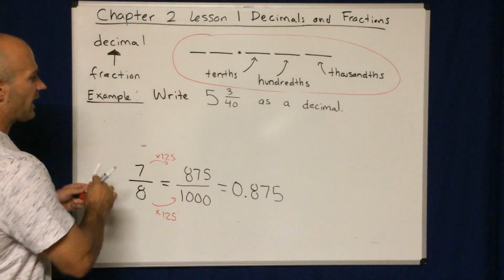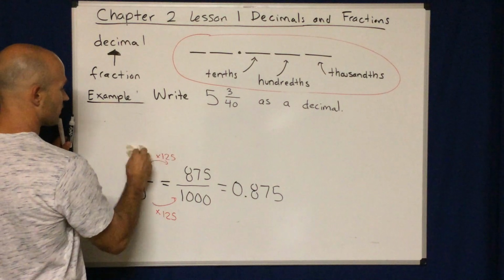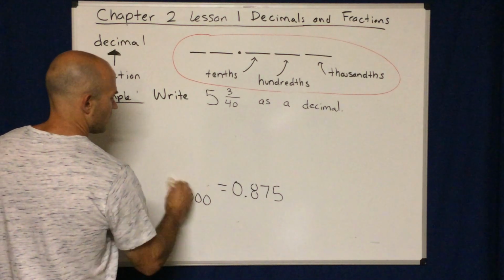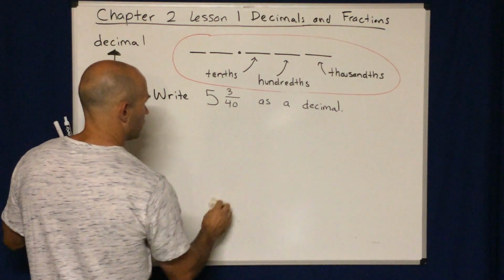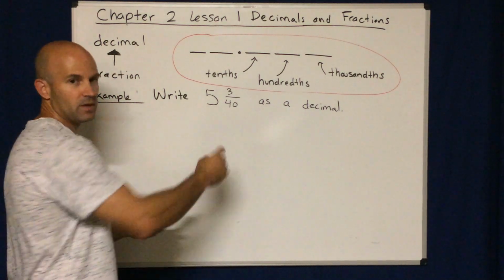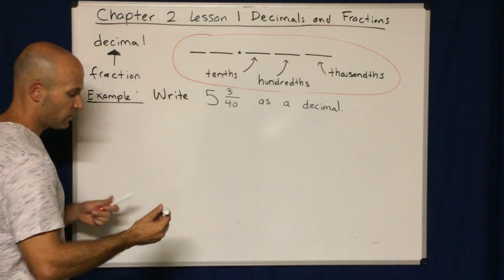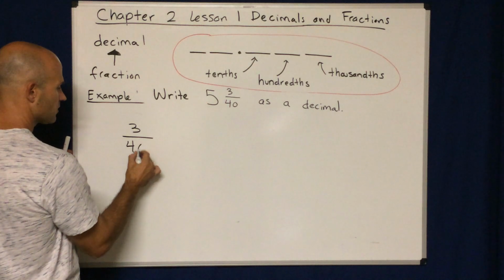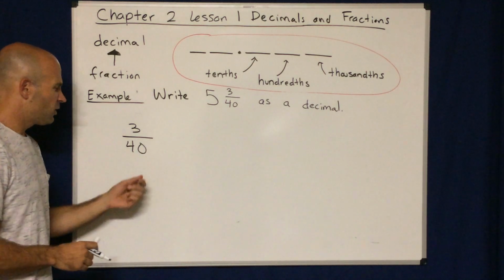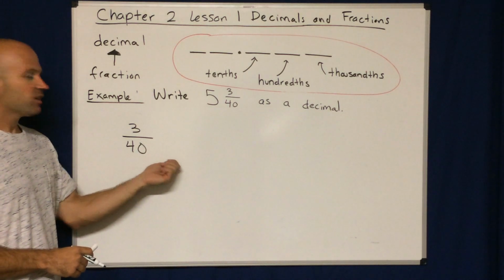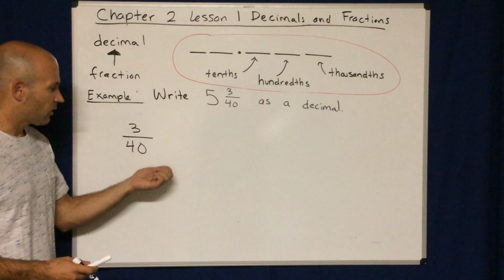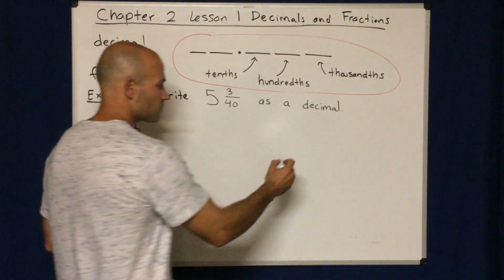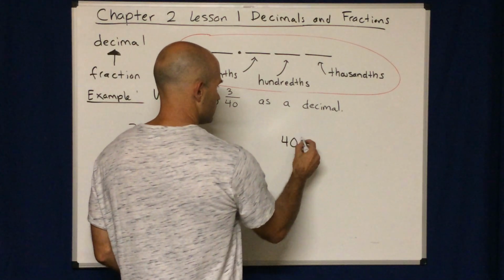So the difference here is I've added this 5. I've added a whole number part as well as the fractional part. That really doesn't make too much of a difference. I'll have to keep track of the 5, the whole number part, but most of the work is going to be in converting the 3 over 40 to a decimal. So let's start there, 3 over 40. I run through, does 40 go into 100? No. I could try 40 into 1,000, maybe that works, maybe it doesn't. I'm just going to go ahead and jump into the long division. So 40 into 3.